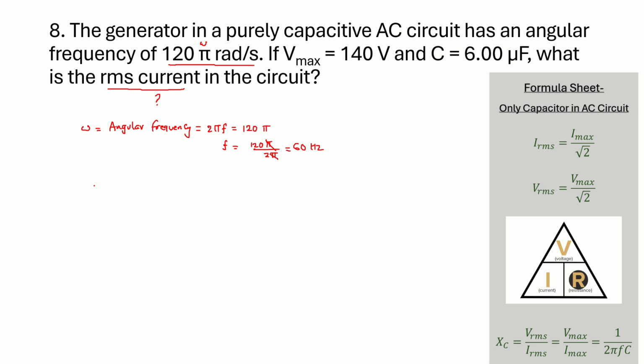So before that RMS current, we find the capacitive reactance Xc. That is given by 1 by 2 pi fC. So which is equal to 1 by 2 pi, the frequency is 60, the capacitance of the capacitor is 6 microfarad, 6 times 10 to the power minus 6. The answer is 1 over 2 pi times 60 times 10 to the power minus 6. I got nearly 442.1 ohm.